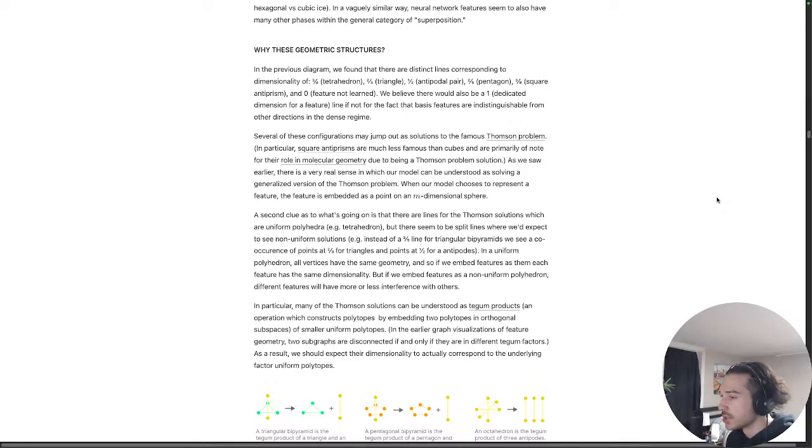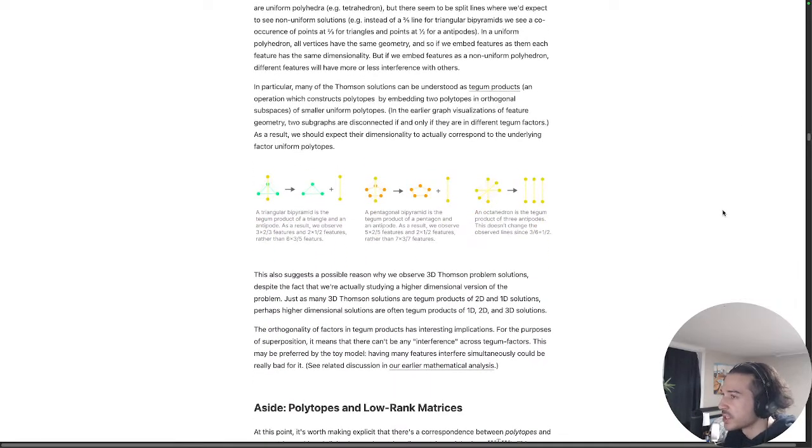In a uniform polyhedron, all vertices have the same geometry, and so if we embed features as them, each feature has the same dimensionality. But if we embed features as a non-uniform polyhedron, different features will have more or less interference with others. In particular, many of the Thomson solutions can be understood as Tegum products, an operation which constructs polytopes by embedding two polytopes in orthogonal subspaces of smaller uniform polytopes. In the earlier graph visualizations of feature geometry, two subgraphs are disconnected if and only if they are in different Tegum factors. As a result, we should expect their dimensionality to actually correspond to the underlying factor uniform polytopes.